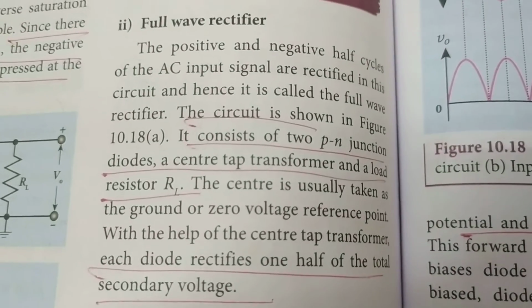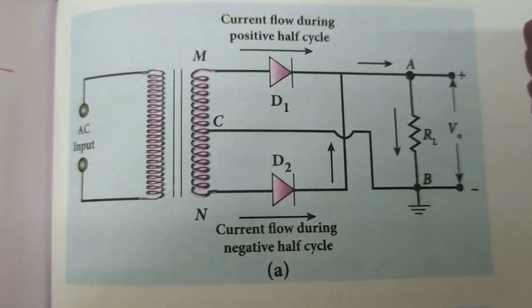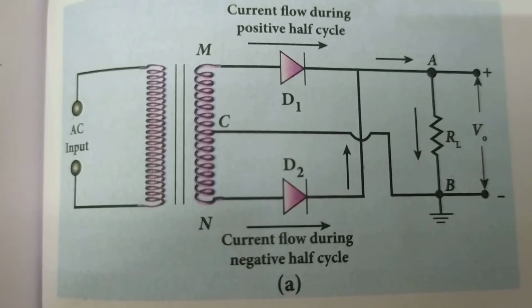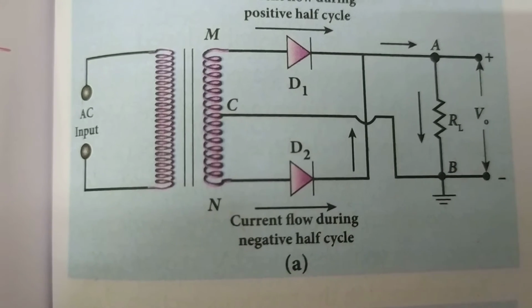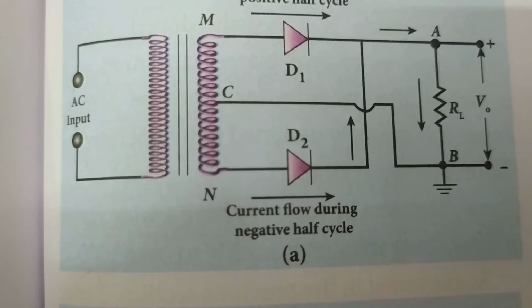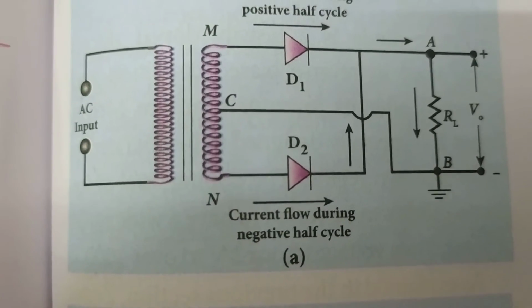So it is called full wave rectifier. Here the difference is that you are having two diodes, D1 and D2, and you are having a center tap in the transformer. Usually M is positive with respect to C and N is negative with respect to C. The center tap is usually at zero potential.